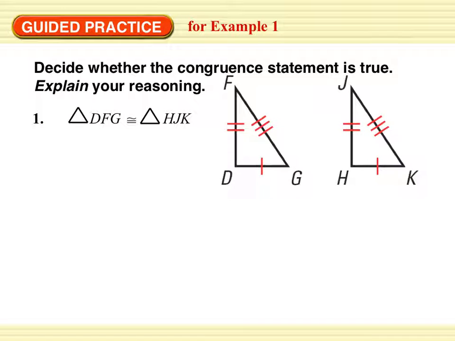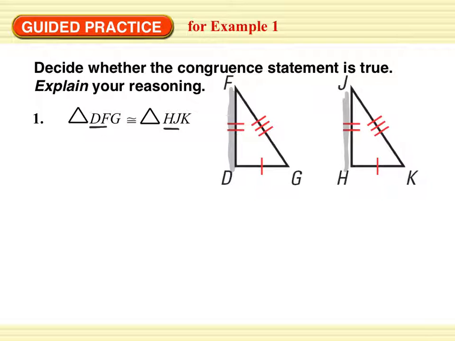So here's our first example. They want us to check to see if this congruency statement that they're giving us is true. And the way that we're going to see if it's true is we're going to make sure that all 3 sides match according to the statement. So I'm going to take it one side at a time. So I'm going to do the first 2 letters, DF and HJ. So I'm going to go over to my picture. DF is over here. Notice it's got 2 markings, and the HJ has 2 markings.